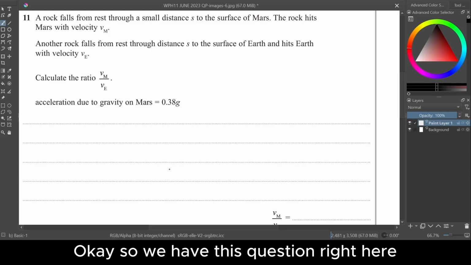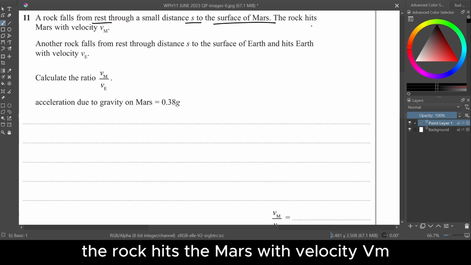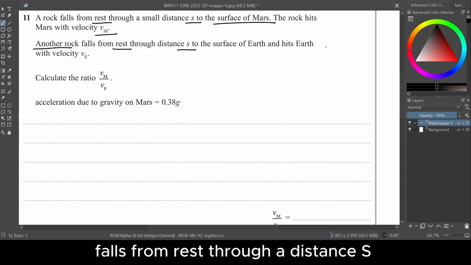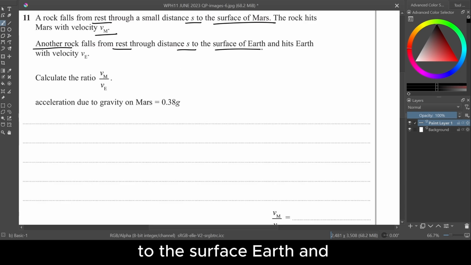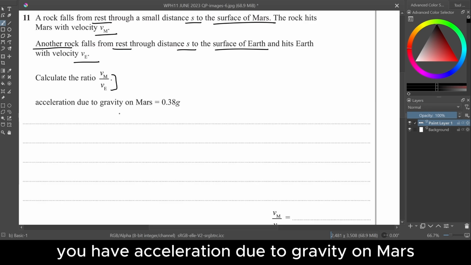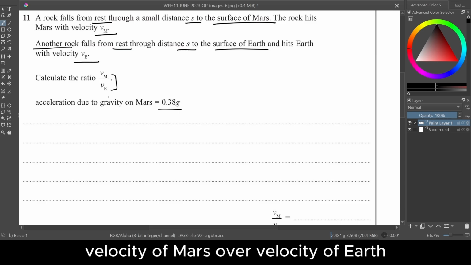Okay, so we have this question right here. It says a rock falls from rest through a small distance s to the surface of Mars. The rock hits Mars with velocity vm. And then you have another rock that falls from rest through a distance s, same as Mars, to the surface of Earth and hits Earth with velocity ve. Now you need to calculate this ratio. You have acceleration due to gravity on Mars 0.38 g, and the ratio should be Vm by Ve, velocity of Mars over velocity of Earth.